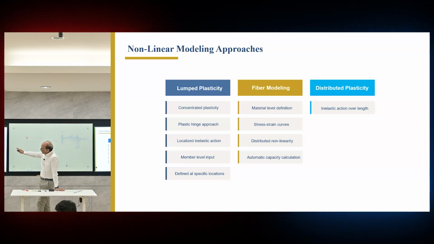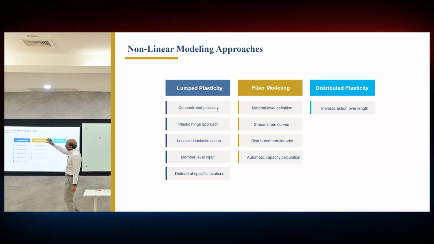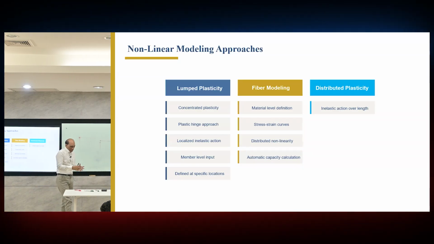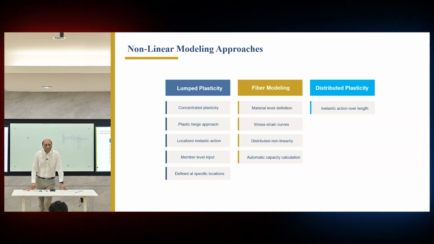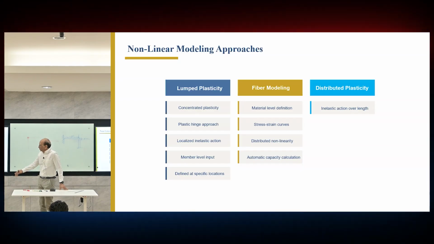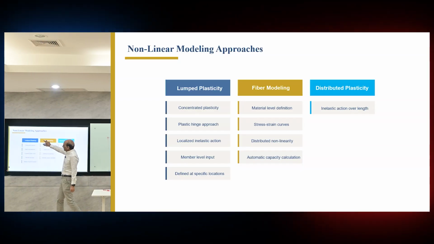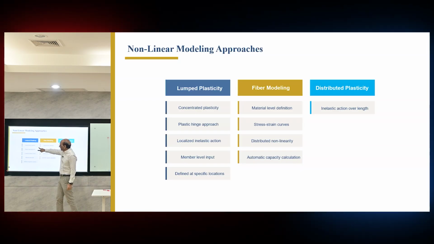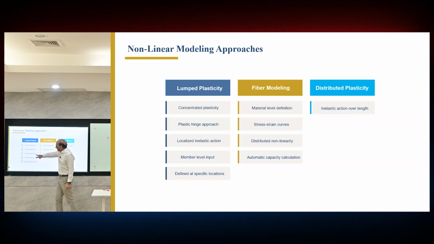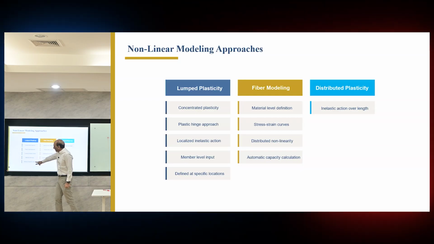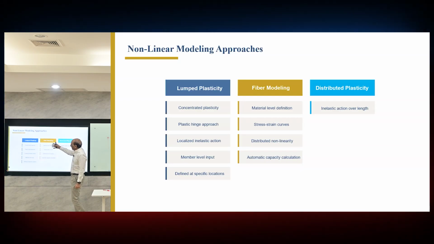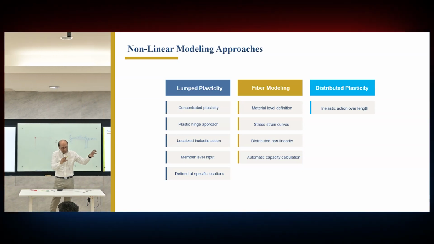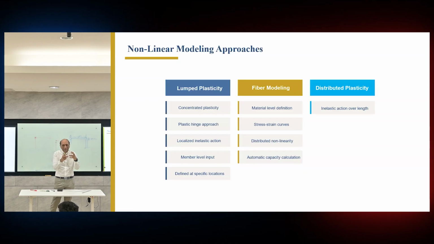So nonlinear modeling you can do 3 ways: lump plasticity, fiber modeling, and distributed plasticity. And ETABS or SAP have all 3 options, modeling that you can handle. So lump plasticity is that we put the nonlinearity in one location, one point. So concentrated plasticity, plastic hinge concept, localized inelastic action, member level input, and so on. And then fiber modeling will give you the section level. So it's the next level. So the first one is just in the member directly, put everything together.